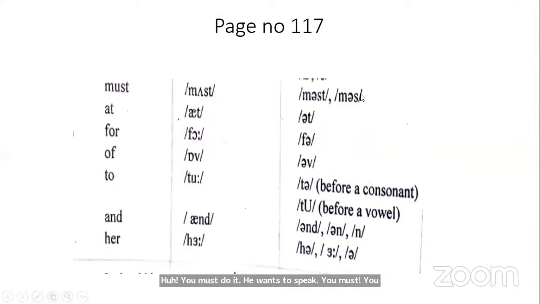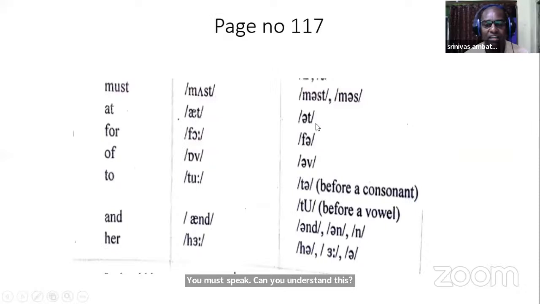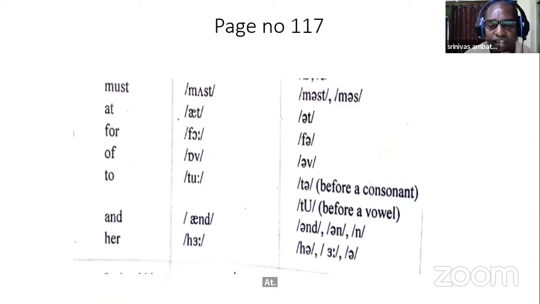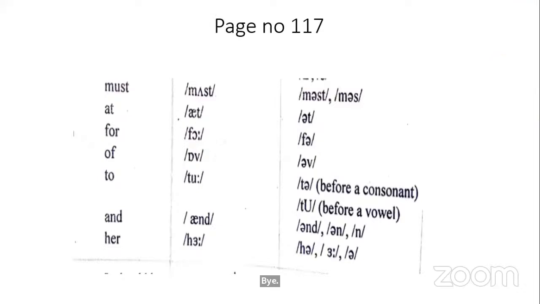"At". If I ask where is the coffee, it is near, at the table. At the table. Not "at the table" in the strong form. At the table. At the school. Next.